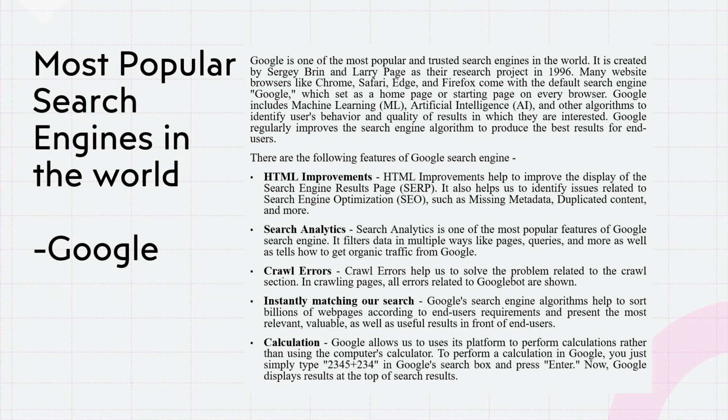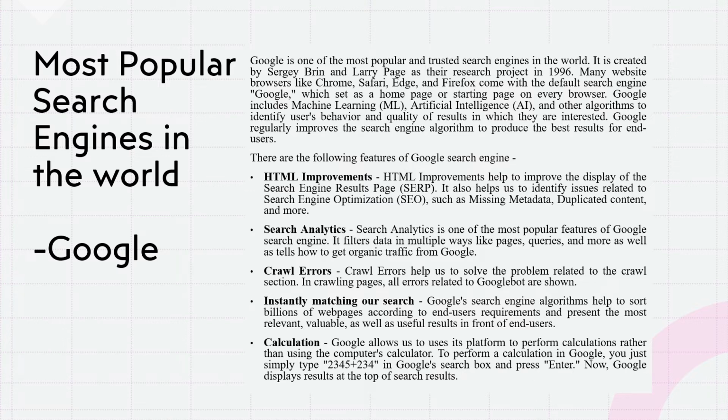Most popular search engines in the world. Google. Google is one of the most popular and trusted search engines in the world. It was created by Sergey Brin and Larry Page as their research project in 1996. Many web browsers like Chrome, Safari, Edge, and Firefox come with Google as the default search engine, set as a home page or starting page on every browser.